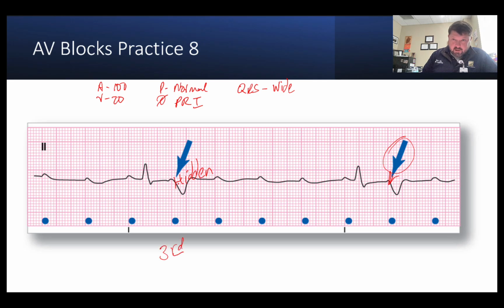I've got a 3rd degree AV block. So you've got a sinus rhythm that's tachycardic, but it's completely blocked from reaching the ventricles. The ventricles are paced by ventricular escape, so real low in the ventricles at about 20 beats per minute. Notice wide QRS complexes with abnormal ST segments and T waves.